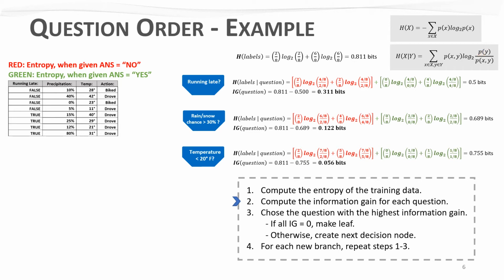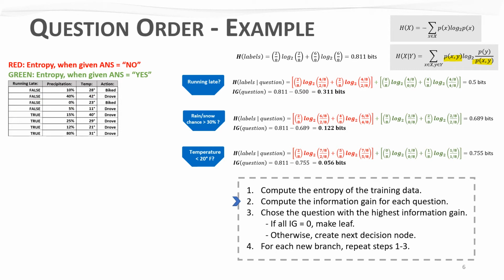Next, let's consider the P of xy terms in the conditional entropy equation. There are 4 cases here. The first is when the answer to the first question is no and the person biked. And we see this happened 2 of the 8 times, corresponding to these values in the equation. Second is when the answer to the question is no and the person drove. Again, we see this occurred 2 of the 8 times, corresponding to these values in the equation.